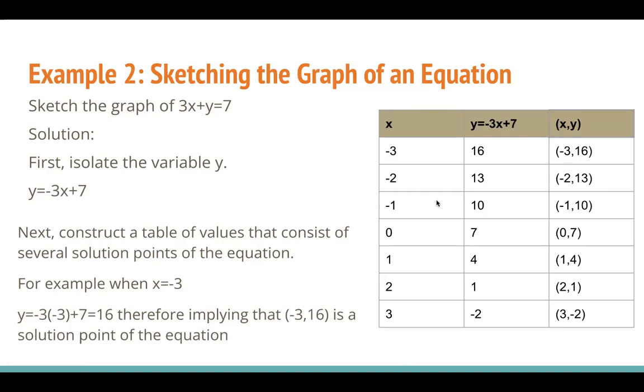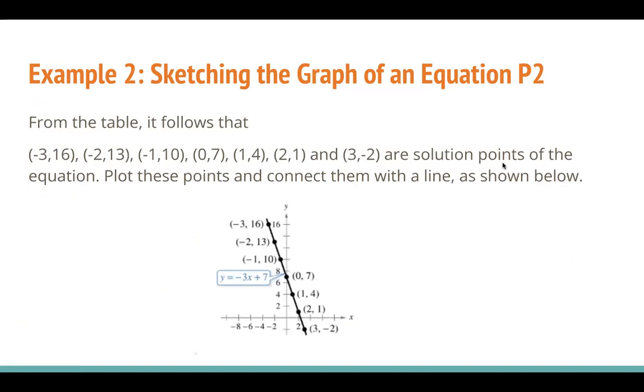And here is a chart of different solutions. When we're sketching the graph, we'll plot all these points, and after plotting them, we connect the points as shown below. This is the graph of the equation y equals -3x plus 7.